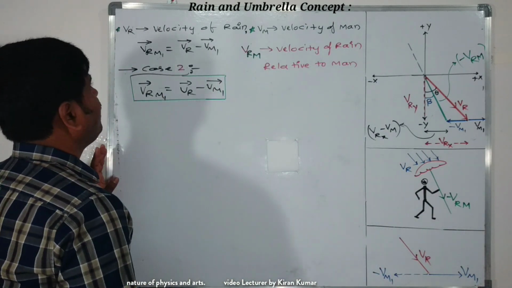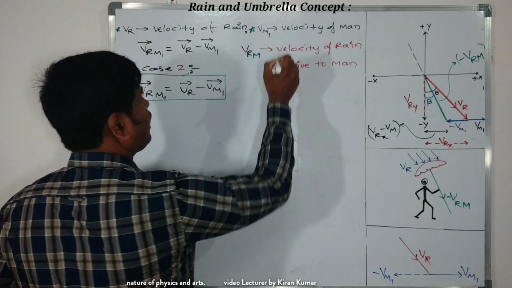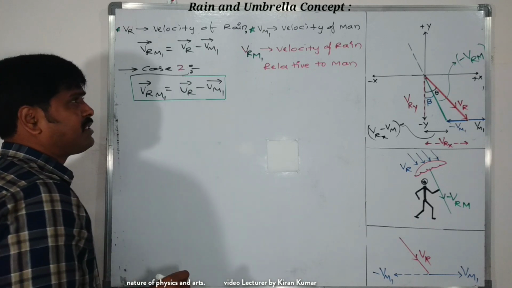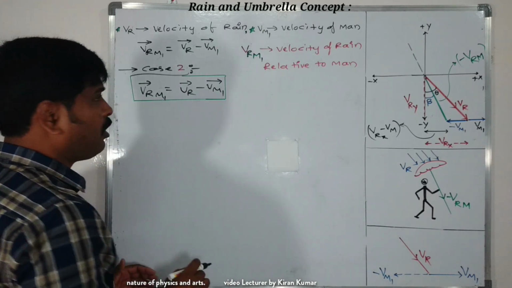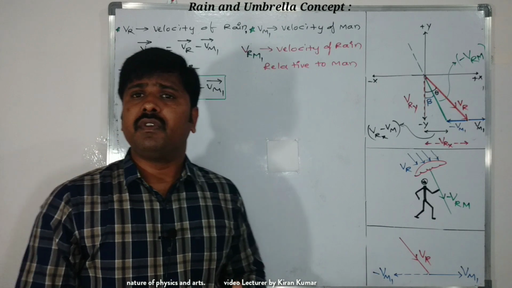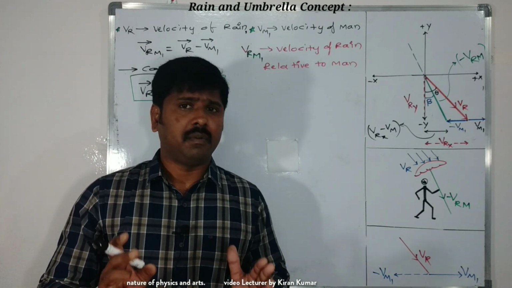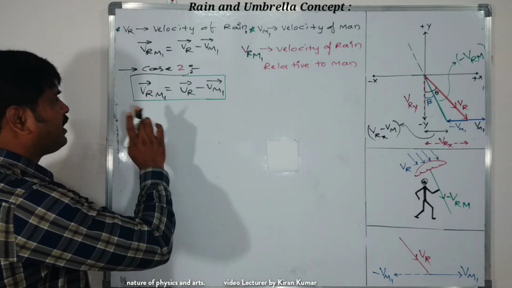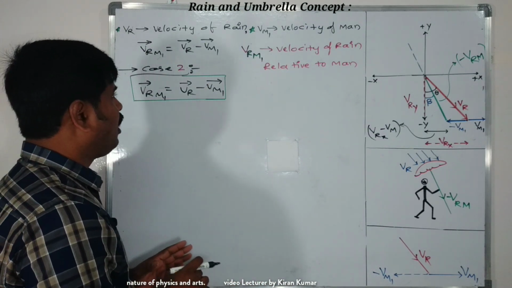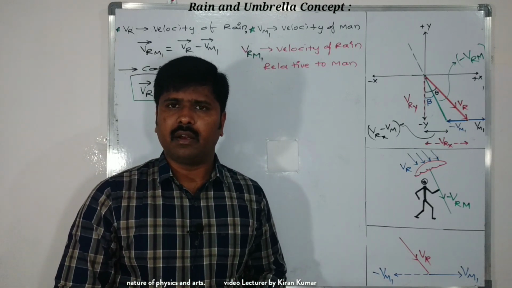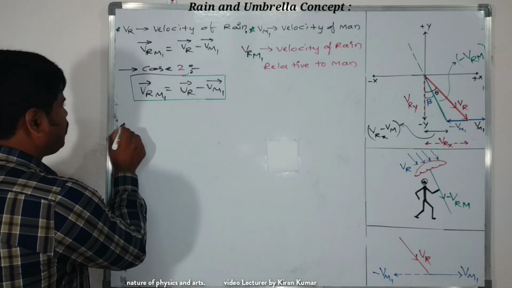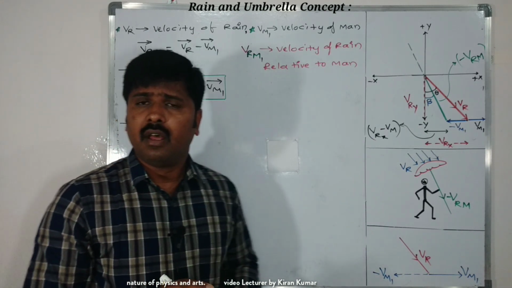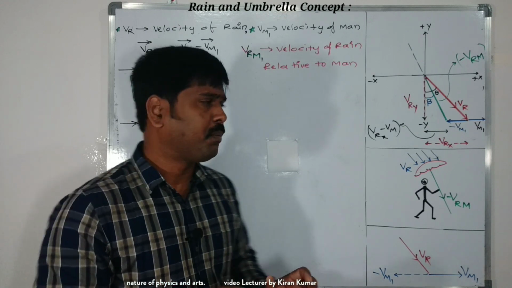See, so here Vm1 is the velocity of the man. Vrm1 is the velocity of the rain related to the man, because here we are considering Vm1 as the velocity of the man. So Vrm1 is equal to Vr minus Vm1. Next, we can write Vr resolved into two components, horizontal component and vertical component.